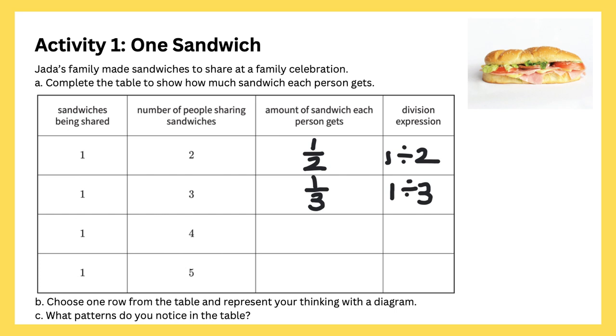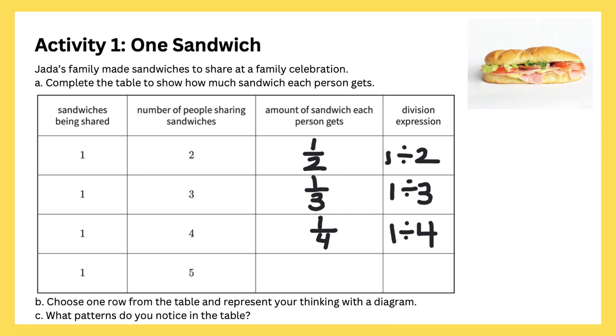And we can just continue to move on. The next one, we still have that one sandwich. But this time, there are 4 people. So 1/4. Each person would get 1/4 of a sandwich. And if we wanted to write our expression, we have one sandwich divided by 4 people, or 1 divided by 4.